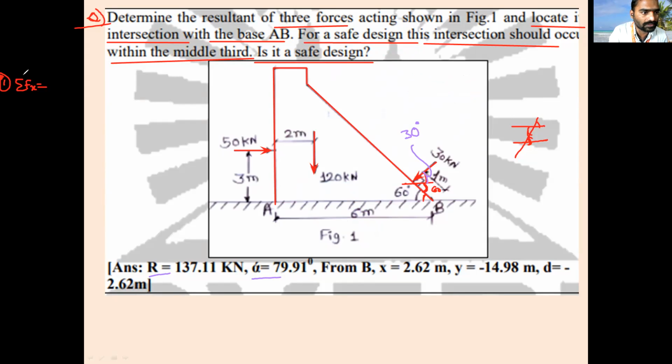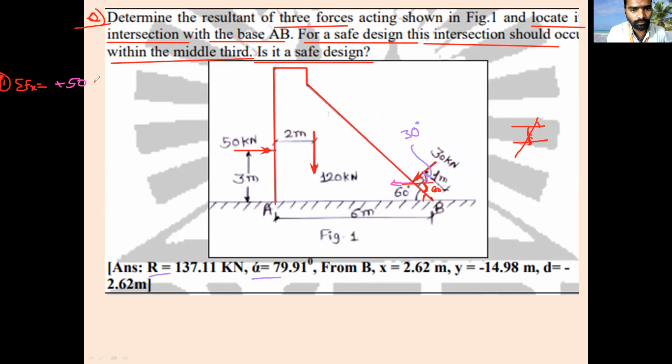First, sigma Fx. Is this moving right hand side or left hand side? Right hand side, plus 50 kilonewton. Then this is purely vertical. Is it producing any horizontal component? No, it will not produce. Then coming to the 30 kilonewton force, its horizontal component, is it positive or negative? Negative, it is moving in this direction.